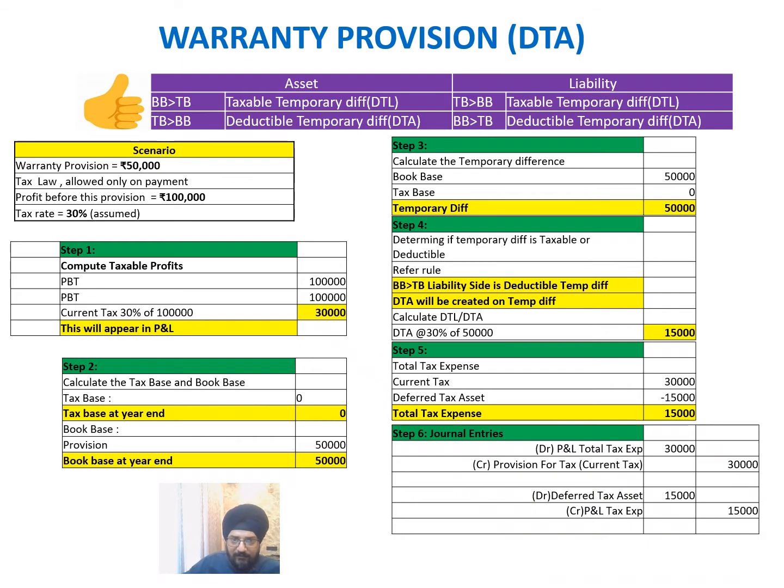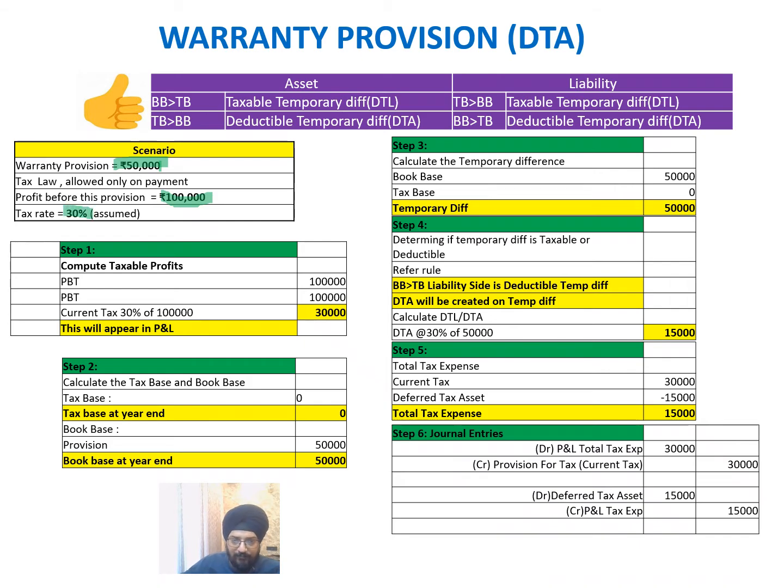So we are saying that we have to create the provision of warranty, which is 50,000. Tax law allows the deduction only on payment, which means that we can only deduct the amount from my taxable profits once we have paid that amount on account of this provision. My profit before this provision is 1 lakh rupees and tax rate is again assumed at 30%.